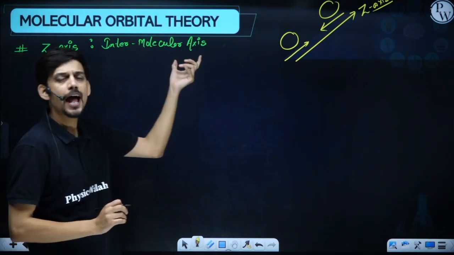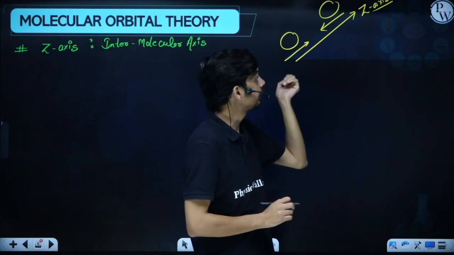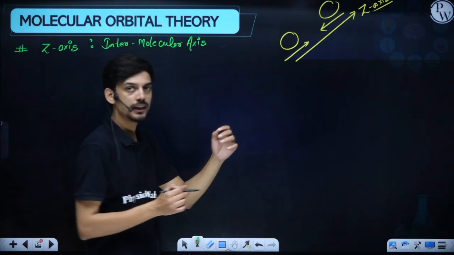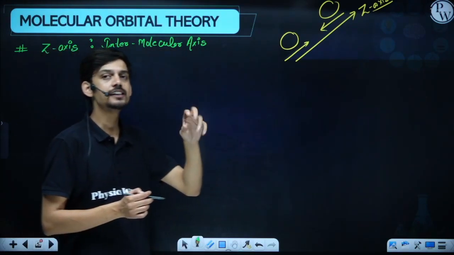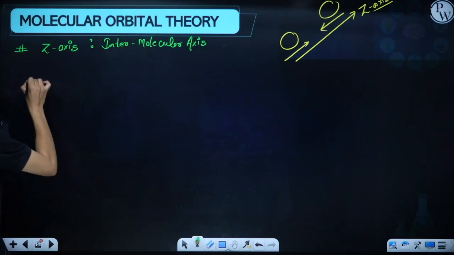This can be changed as per the requirement. You can consider this axis to be Y-axis. You can consider this axis to be X-axis as well. But unless it is mentioned which axis is taken, you can always take Z-axis as the intermolecular axis.